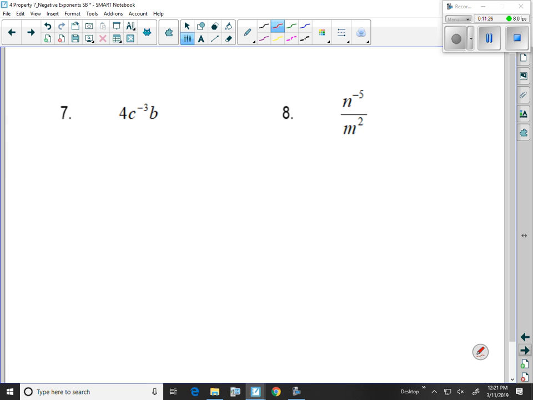Okay, what part on number 7 is going to move? No, 4c to the negative 3, not the 4. The c to the negative 3rd. The 4b stays upstairs. The c to the 3rd moves downstairs. Anything that's negative, yep. So in this case, the n to the negative 5th is going to become positive down here, but that m squared is already happy downstairs. So the m squared stays. You tracking?